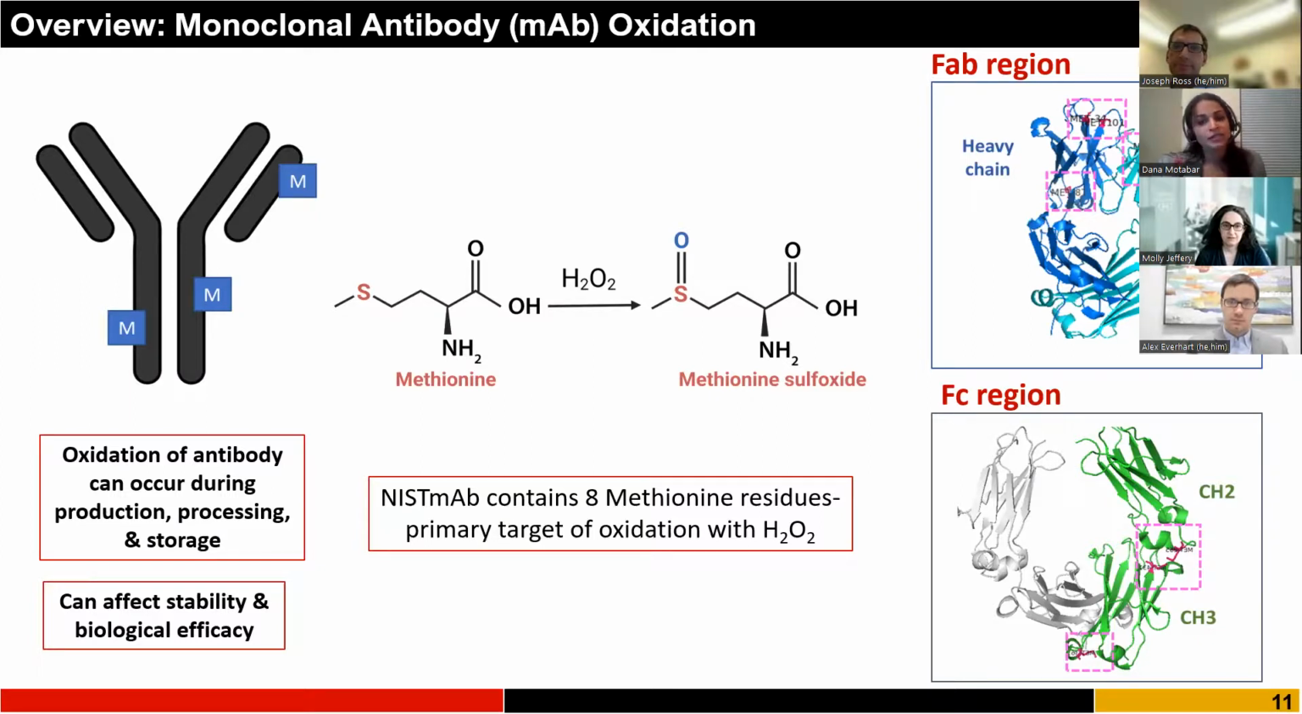And so for these studies, we're using NISTmAb. It's probably the most well-characterized antibody out there. And we know that it has 8 methionine residues, and methionine is the primary amino acid target during oxidation. The figure on the right just shows the structure of the IgG and where the 8 residues are located. There are 5 methionine residues in the Fab region and 3 in the Fc region of the protein.